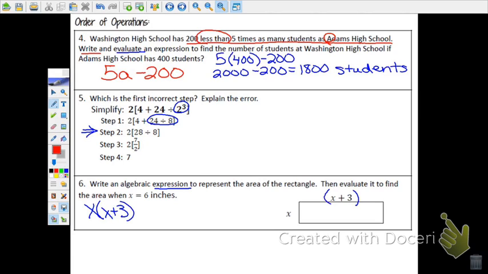Then they want us to evaluate it when x is equal to 6. So now I'm going to put 6 in place of the x's. Order of operations says I do parentheses first. 6 plus 3 is 9. And 9 times 6 is 54. How do I do a label for area?